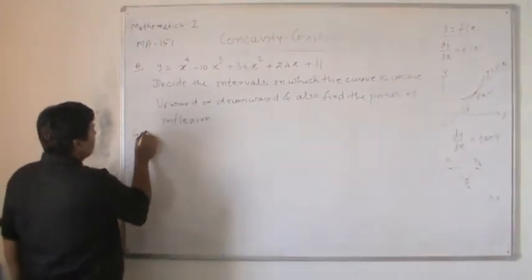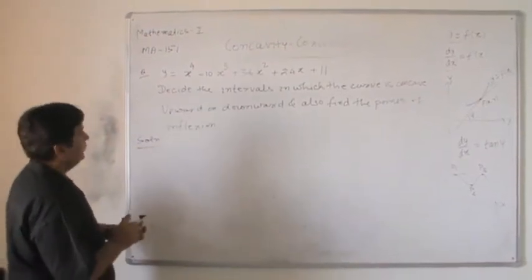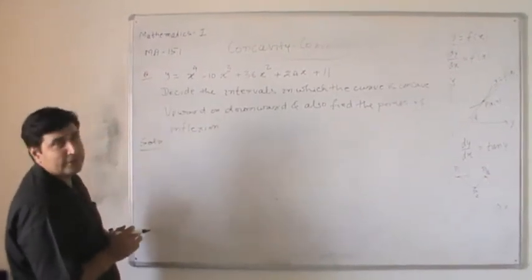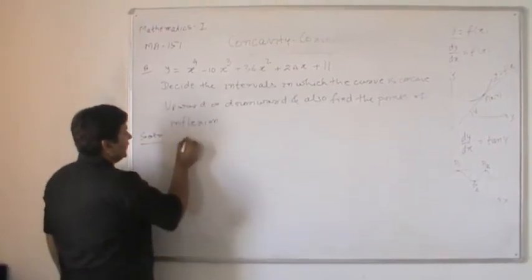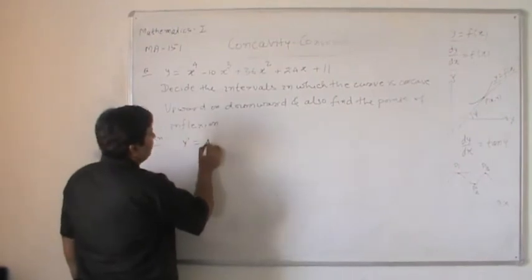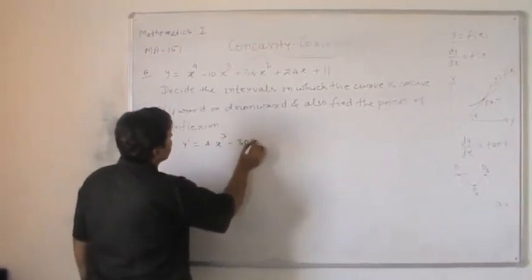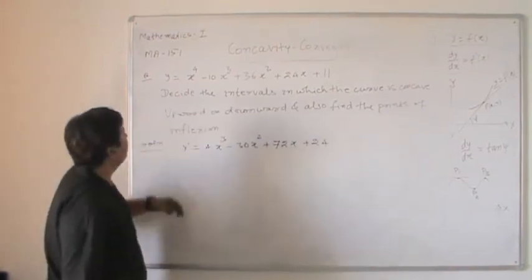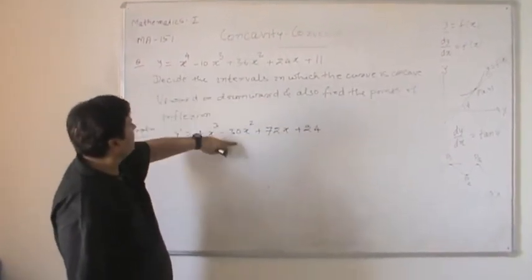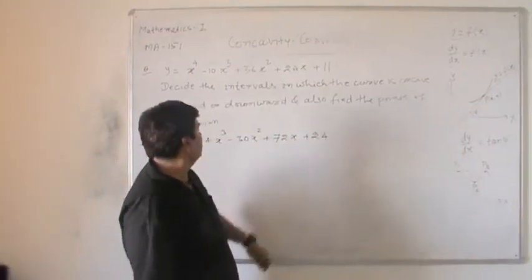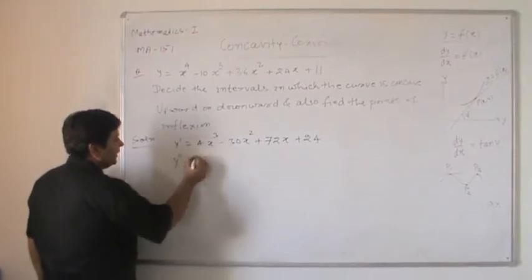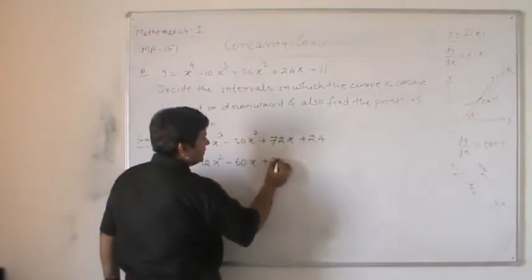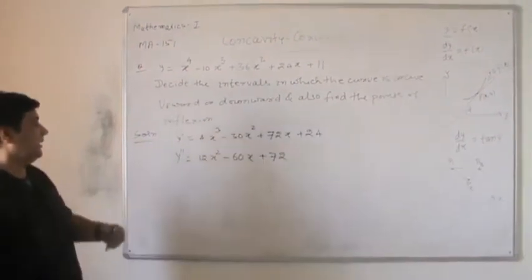So to solve this problem, we can proceed in this way, because we know to decide concavity and convexity, we need to calculate up to the second derivative, and for points of inflection also we need to calculate up to the second derivative. So we calculate the first and second derivative. The first derivative will be 4x cube minus 30x square plus 72x plus 24. So I have differentiated this function. Now I calculate the second derivative. The second derivative will be 12x square minus 60x plus 72. So this is my second derivative.